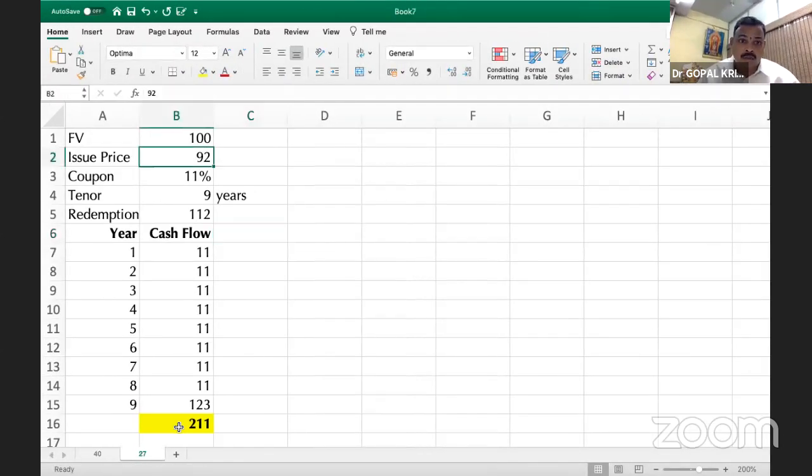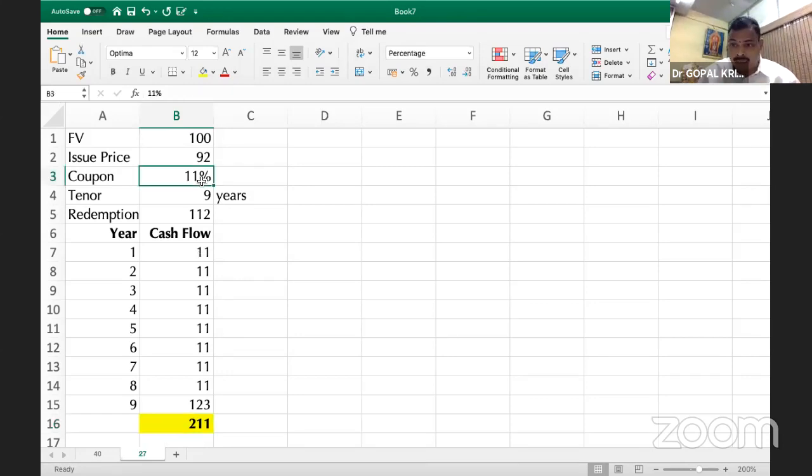You invest 92, you get 211. So naturally there is a return is there. There is a return on investment. So there is an IRR is there. You have to find IRR. And IRR is called yield to maturity. To maturity, till maturity, what is your return? Okay, so that is your return on investment.